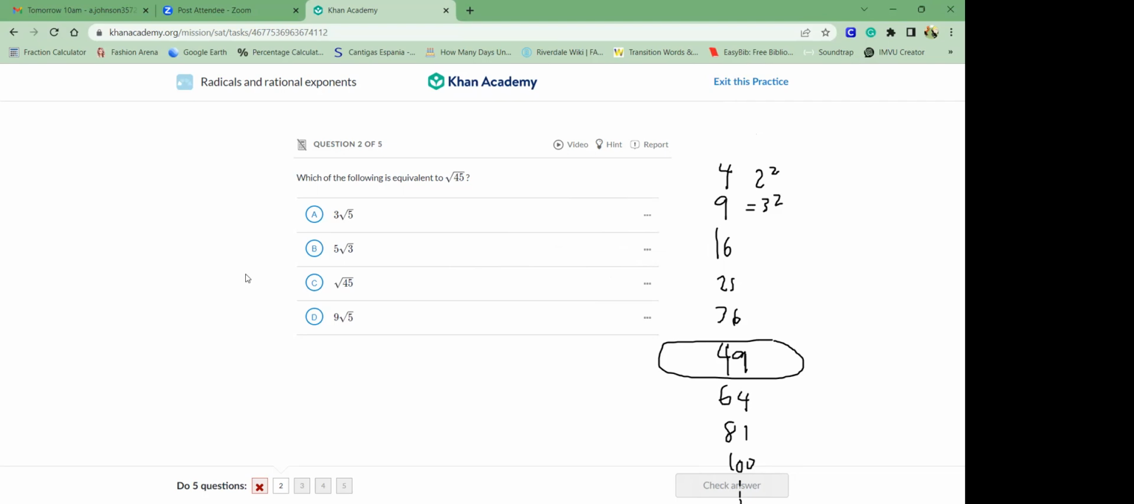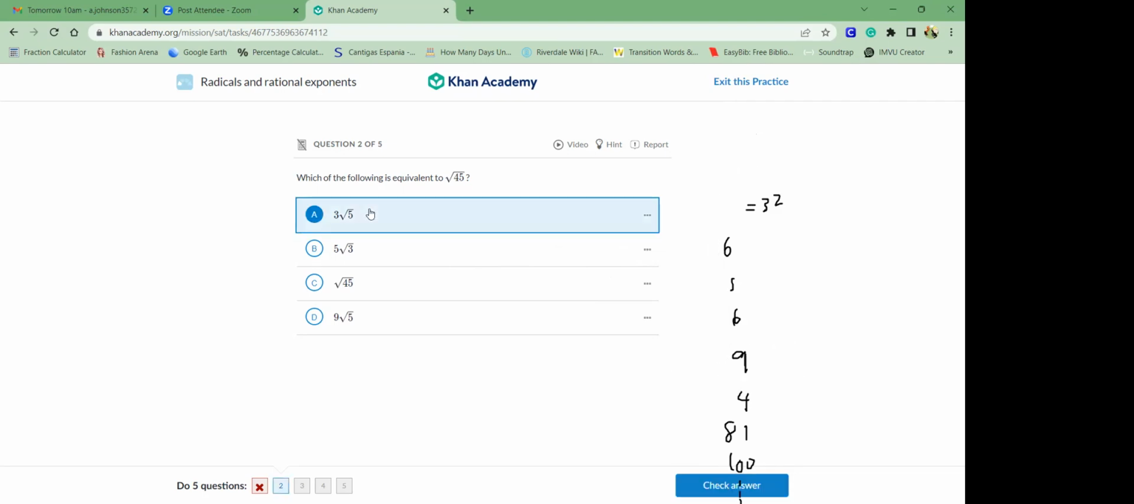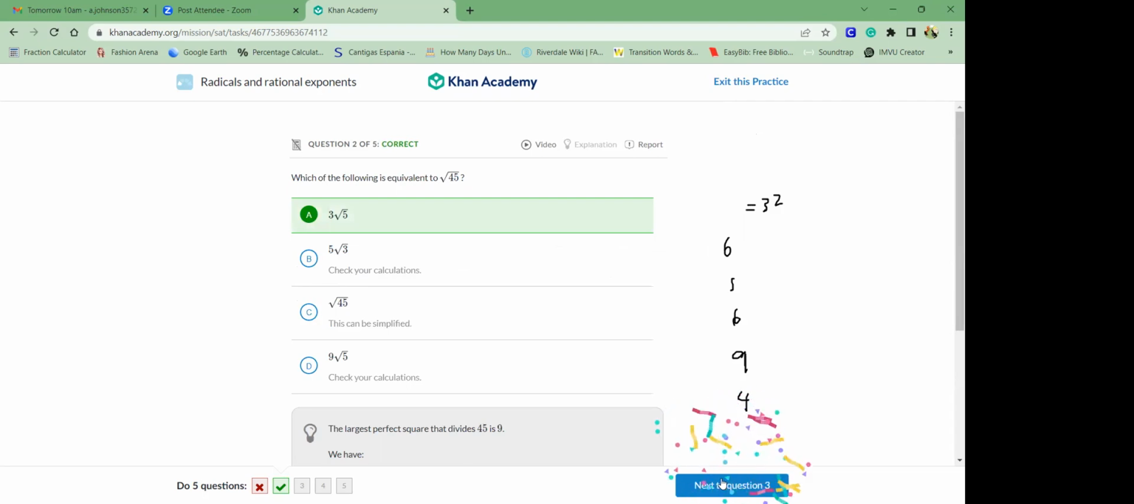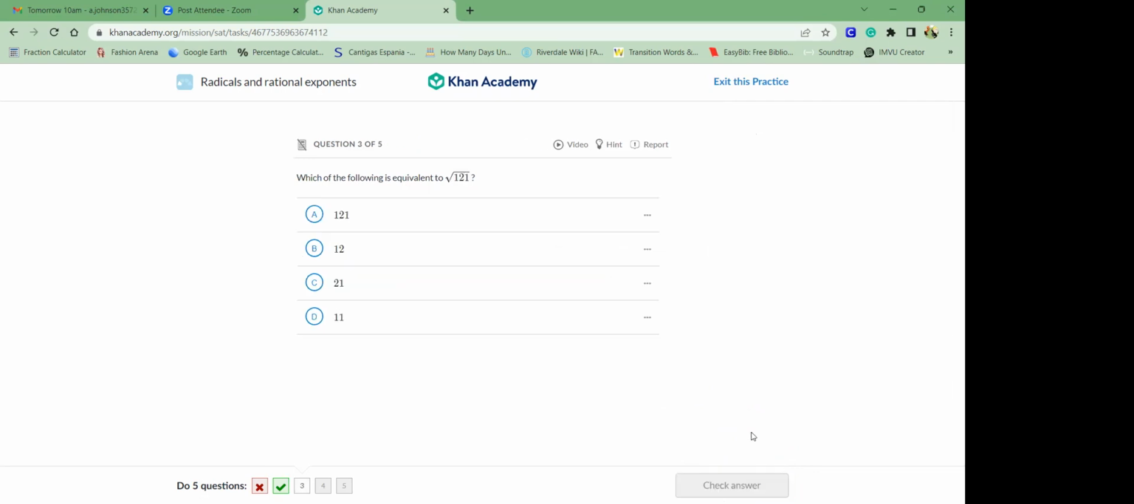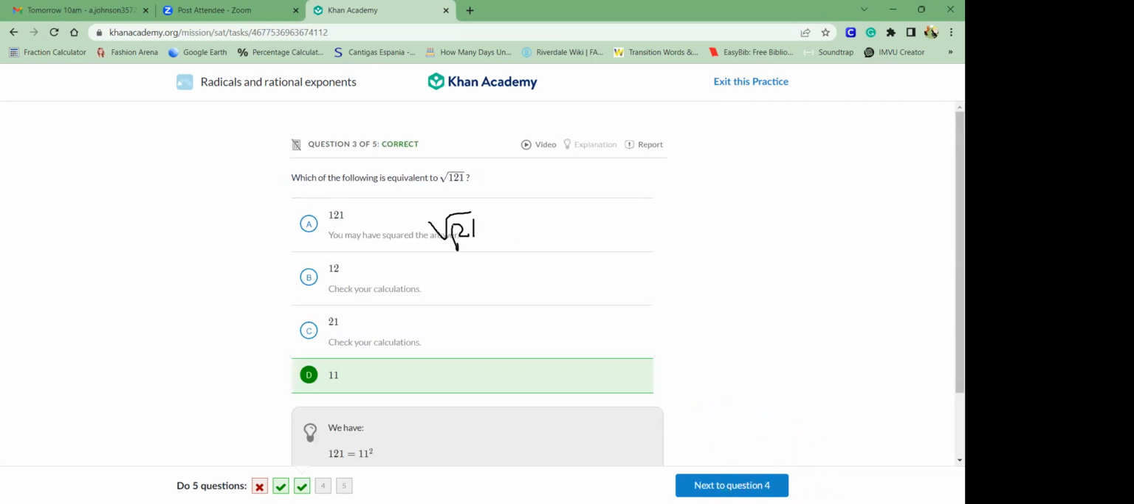All right, click that first one. Okay, yeah, 121. What's that one? Is there a number that times itself is 121? Yeah, that's just 11. 11 times 11 is 121.